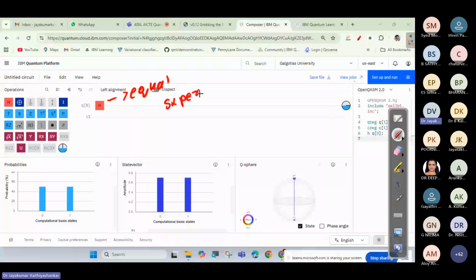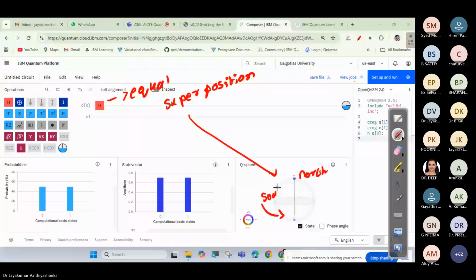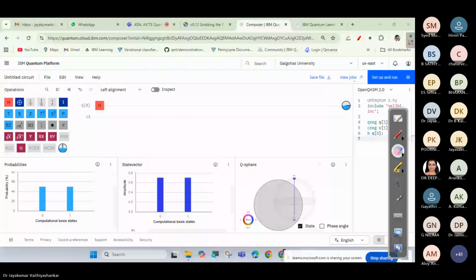Okay. So what is the meaning of equal superposition? One position over another position at the same time. So look at your Q sphere. It is pointing to both North Pole as well as South Pole simultaneously. So this is an example of equal superposition.